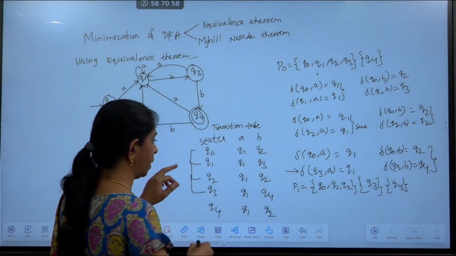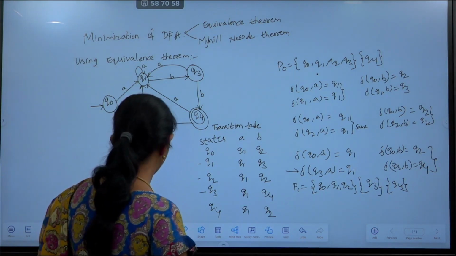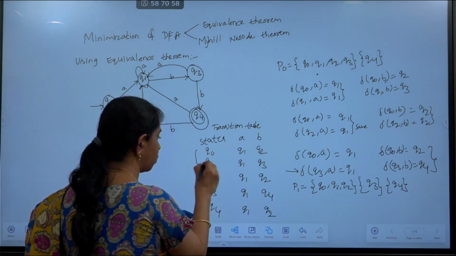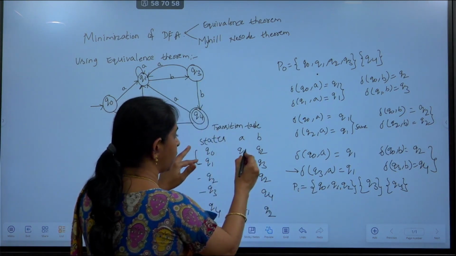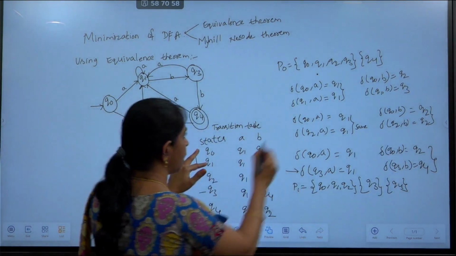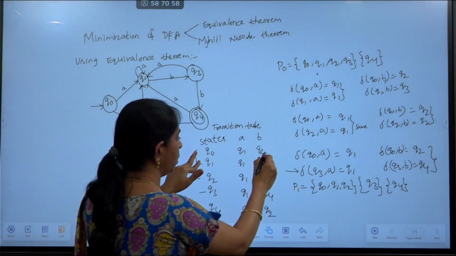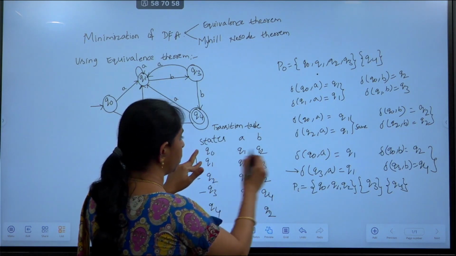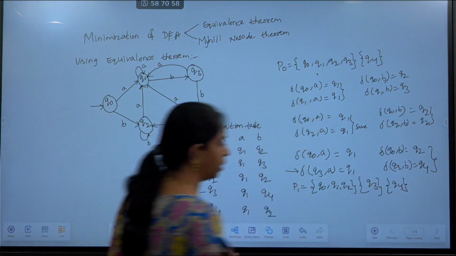So let's compare. Delta of Q0, Q1. Q0, Q1 we are comparing here. Q0 on input alphabet A, Q1, Q1 on input alphabet A, Q1. Both are in the same state. Next Q0, Q1 on input alphabet B, Q2, Q3. Coming to here, Q2, Q3 are in the different states.